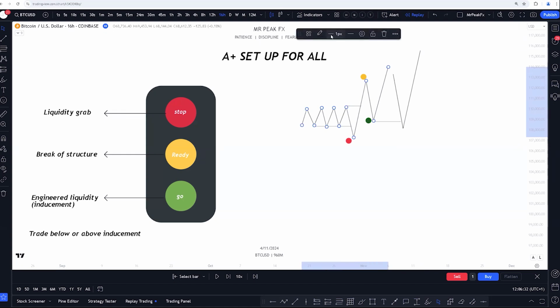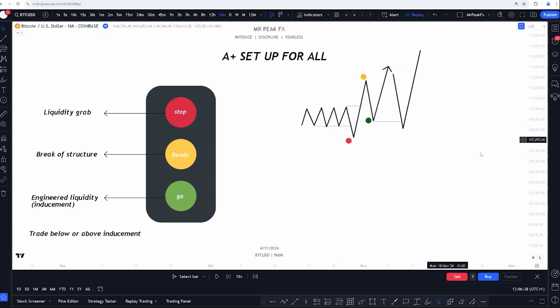Let me increase the thickness so you can see it very well. Let me put it at 3. So this is the thickness. Stop loss run, break of structure, inducement. You trade below the inducement.